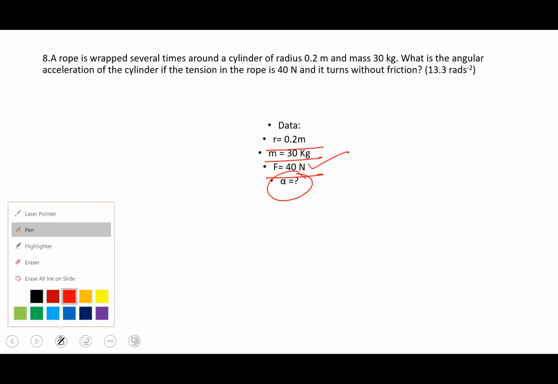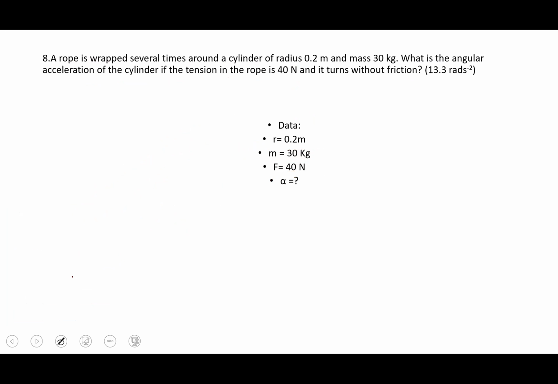Let us find the values. The data is given to us. R is equal to 0.2 meters. Mass is given to us, 30 kilograms. Sorry, not friction, force is given to us, which is 40 newtons, and we have to find the value of angular acceleration alpha.